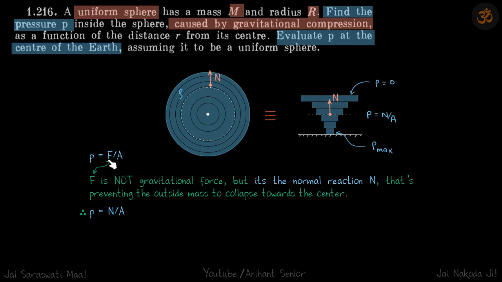So when we write pressure is equal to force upon area, force is not gravitational force, but it's the normal reaction N that's preventing the outside mass from collapsing towards the center. Now numerically, if you do calculate F, it will actually come to be the net gravitational force on the outside shell. But when we are writing pressure on the given surface area, then that force is normal reaction. So we can write pressure is equal to normal reaction by area. So now what we need to calculate is normal reaction at a distance r from center. Then we'll be able to find the pressure at any point which is at a distance r.